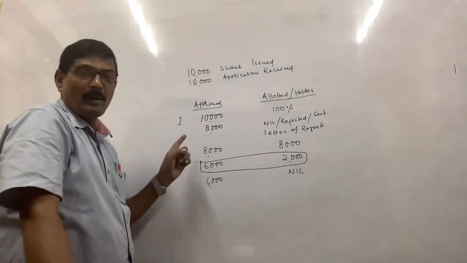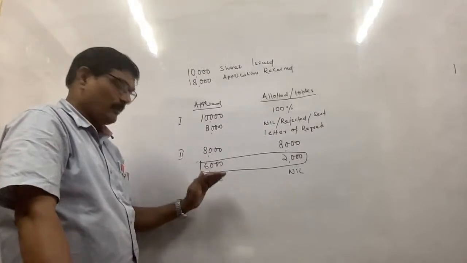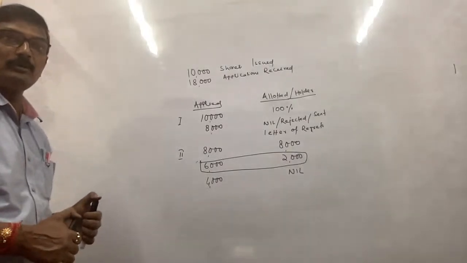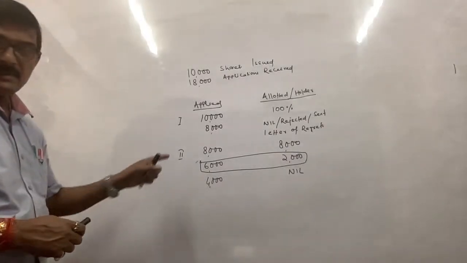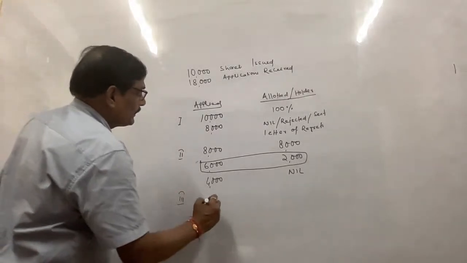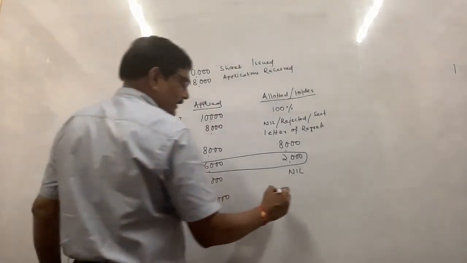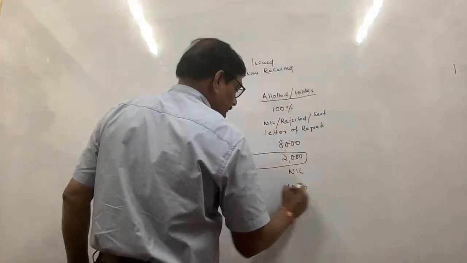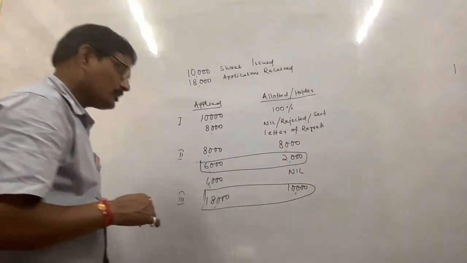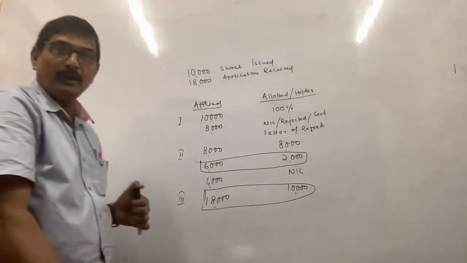Right? So those who have applied for 6,000 shares were allotted 2,000 shares, and the remaining 4,000 applications were refunded. This is the second option. Third option: applied for 18,000 and allotted 10,000. Again the same thing. They have paid the application money on 18,000 shares, but only 10,000 shares were allotted.